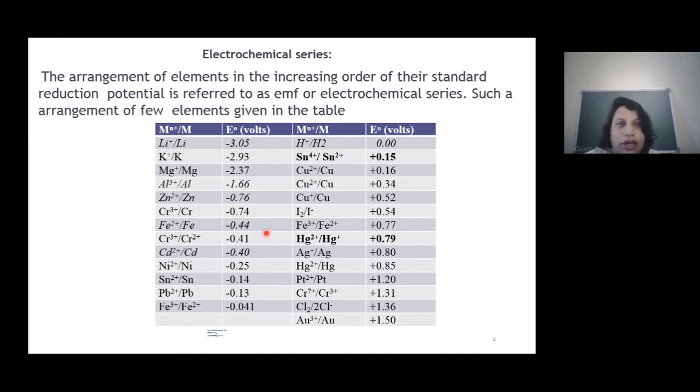A positive value indicates reduction tendency with respect to hydrogen. Metal with lower electrode potential is more reactive. As the electrode potential increases, the reactivity decreases. With higher electrode potential, the metal is noble. Metals with lower electrode potential have the tendency to replace metals with higher electrode potential. Metals with negative electrode potential can liberate hydrogen. So like this, we can find out the electrochemical series.